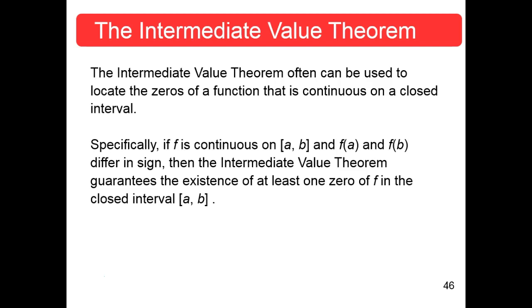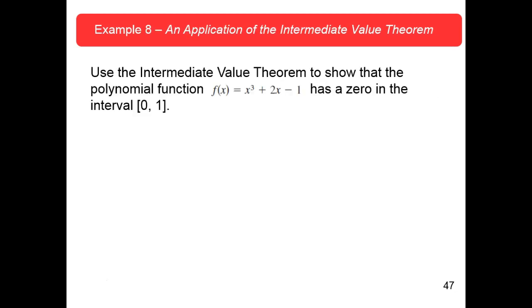Specifically, if f of x is continuous on some interval A to B, f of A and f of B are different in sign. Okay? One's positive, one's negative. Doesn't matter which way it is. Then the intermediate value theorem guarantees existence of at least one zero. You may have 7 zeros in between there, but it's got to be at least one, because between these two, it's got to cross, if it's a continuous function, it's got to cross that x equals 0, or y is equal to 0 at least once. Okay, so that's where we're going to use it a fair amount.